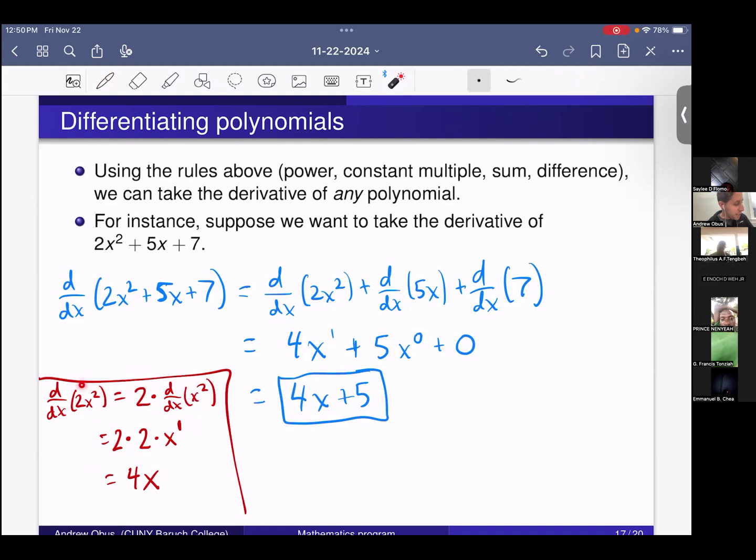You think of it as bringing down the 2, and that gets multiplied by this 2, and that gives you a 4. And then the exponent goes down by 1. But what you're really doing is combining the constant multiple rule with the power rule.